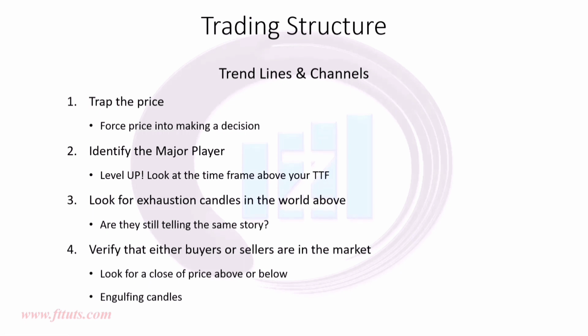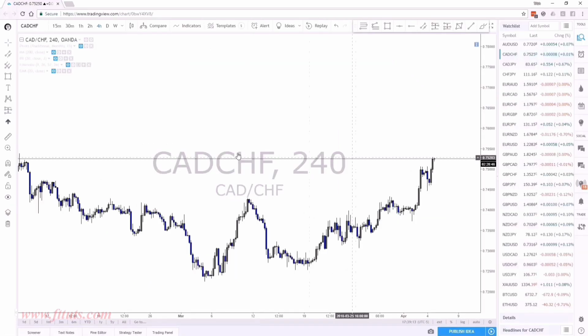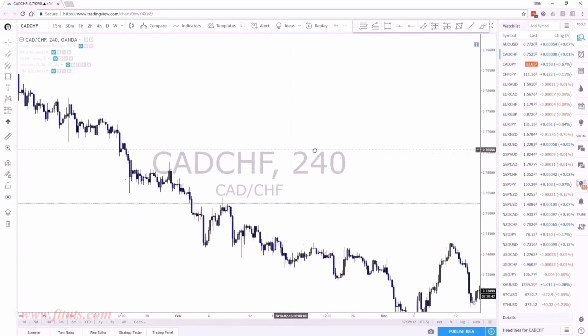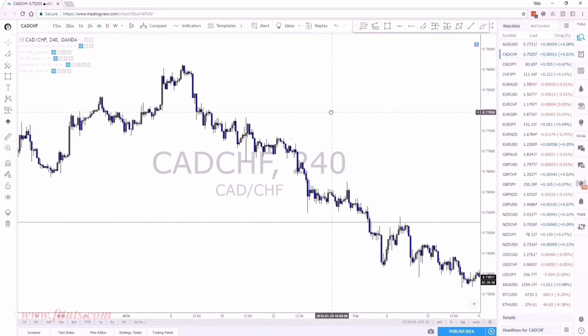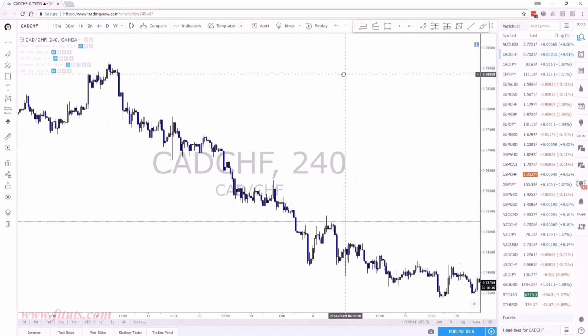Let me see if I can find a good example. Let's see, what was Canadian dollar franc. Let me see if I can find something. Yes, this looks good.